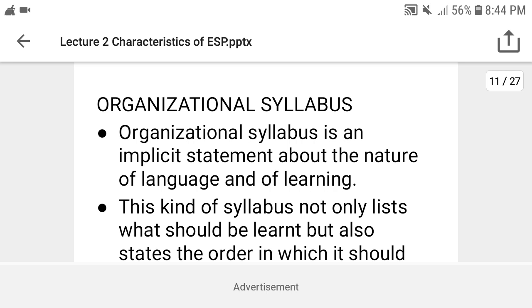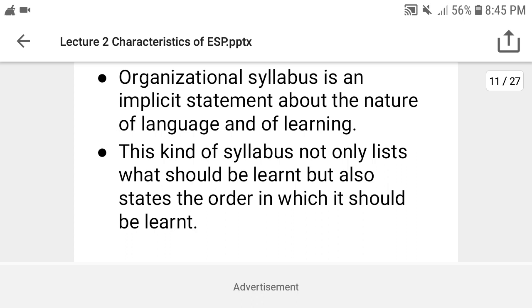Organizational syllabus. Organizational syllabus is an implicit statement about the nature of language and learning. This kind of syllabus not only lists what should be learned, but also states the order in which it should be learned.